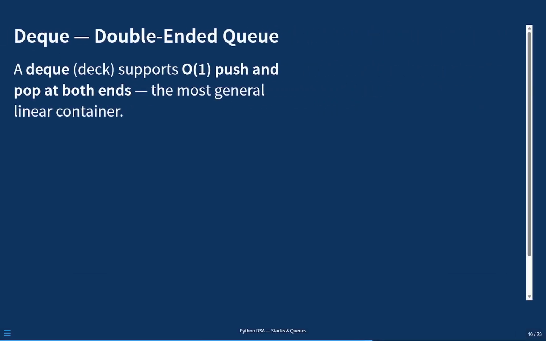The deque, pronounced deck, is the most general linear container we've seen. It supports O(1) push and pop at both ends. It's more capable than a stack or queue, because it generalizes both.